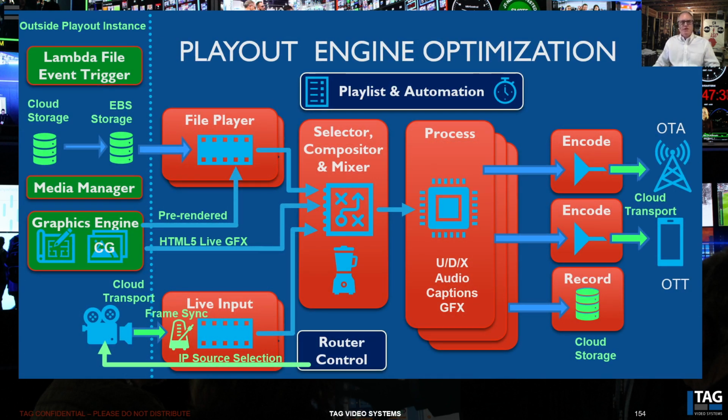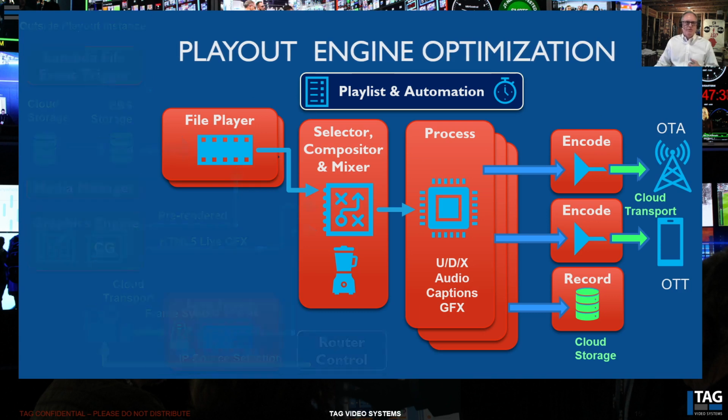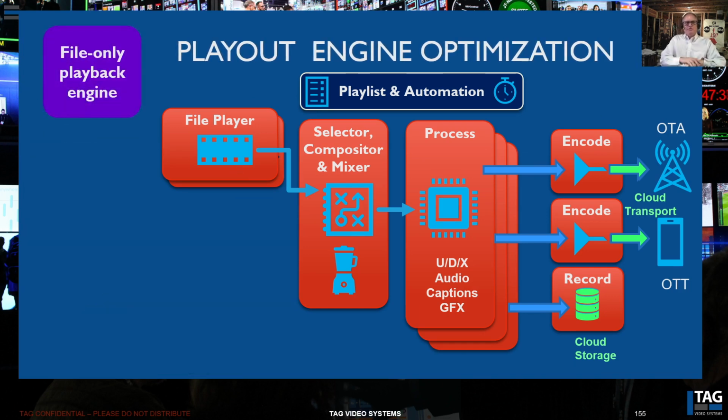So if I took the playout engine that we were talking about, let's first make this file only and remove the live components for now to simplify this discussion. So we'll start with a file only playback engine. If you think about a lot of cable channels today, 95% of them are file only playback. They just play back files after files after files. They're not news and sports networks, they're the movie channels and other things, right? Perfect example for something like this.